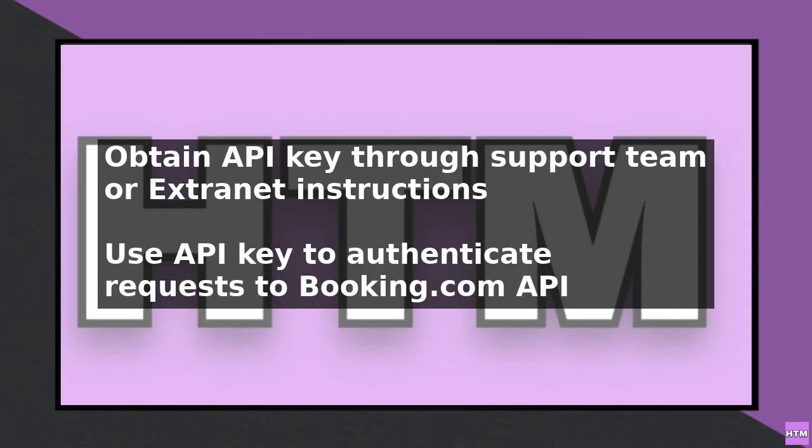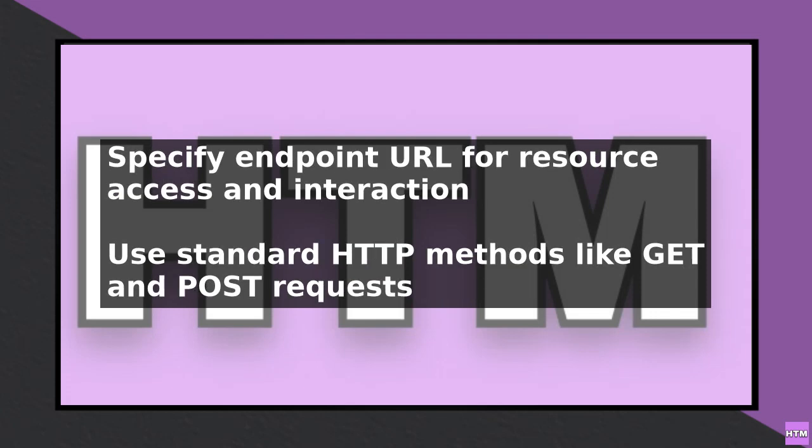distribution-xml.booking.com/json/hoteloverview. You also need to specify the parameters for your request, such as the city or country you are interested in. You can do this by adding query parameters to the endpoint URL. For example, to retrieve a list of hotels in Amsterdam, you would use the endpoint URL https distribution-xml.booking.com/json/hoteloverview?city=Amsterdam.